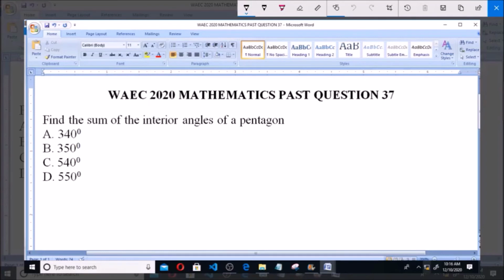Good day and welcome. I'll be answering WAEC 2020 Mathematics past question 37. Find the sum of the interior angles of a pentagon. Sum of interior angles of a pentagon.